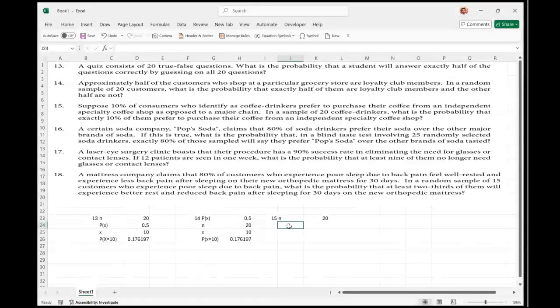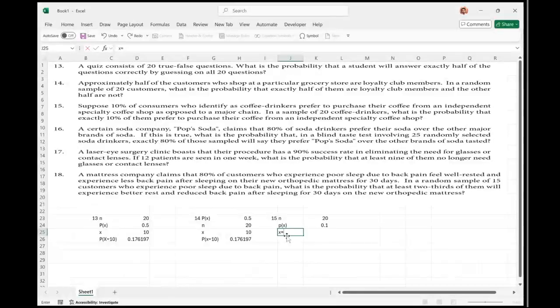And we are also given that 10% of the customers who identify. So probability p will be 0.1. Let me just read this question carefully one more time. 10% of the customers who identify as coffee drinkers prefer to purchase their coffee from an independent specialty coffee shop, as opposed to the major chains. Yeah, so that's right. And that is the probability.